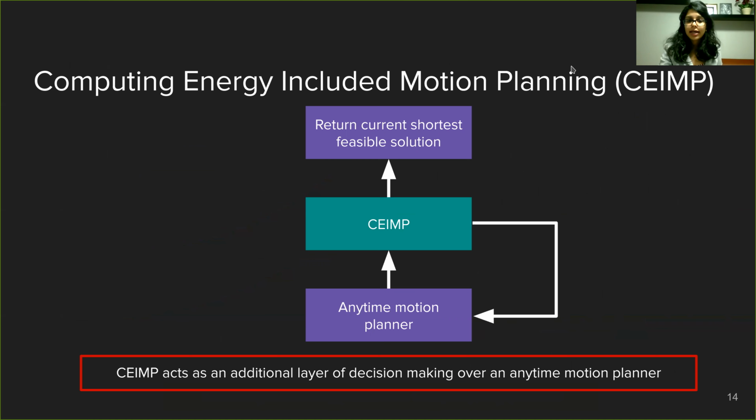CEIMP works as an add-on to any anytime sampling-based motion planner. And the way it works is that the motion planner will sample a batch of nodes, and it will search for the best feasible path. It will give that information to CEIMP, which then decides whether to continue computing another batch of nodes or to stop computing and return the current best solution.